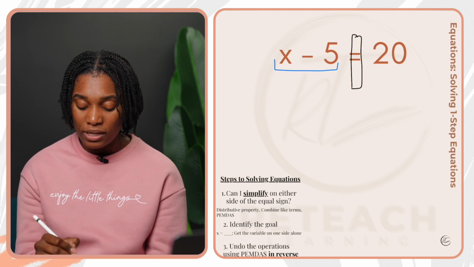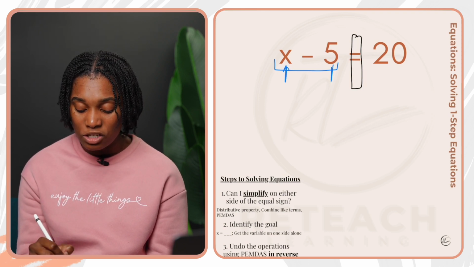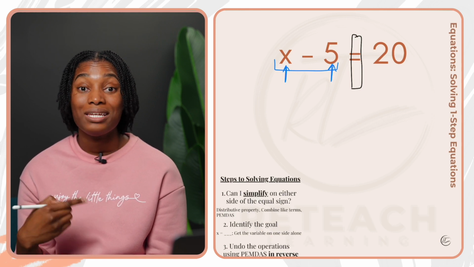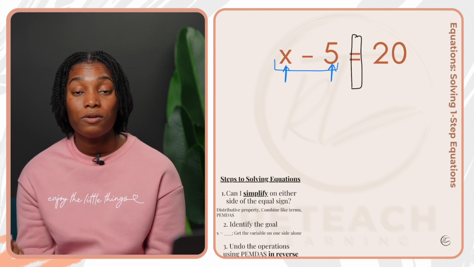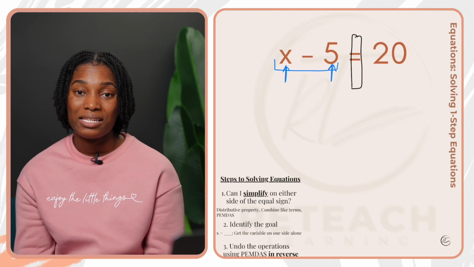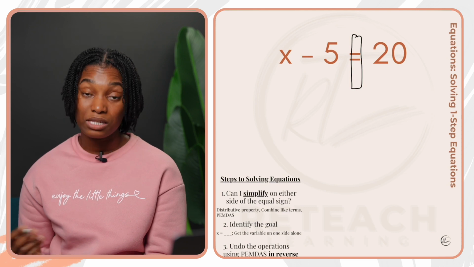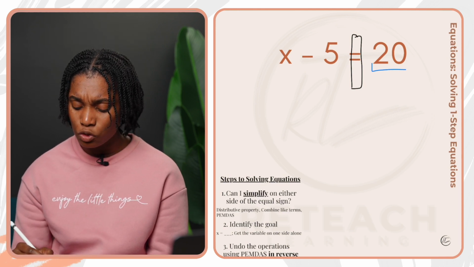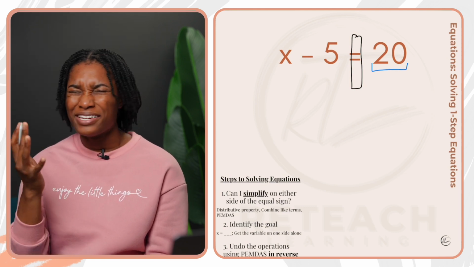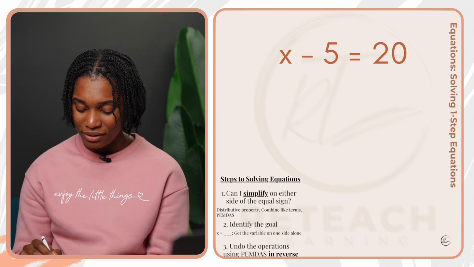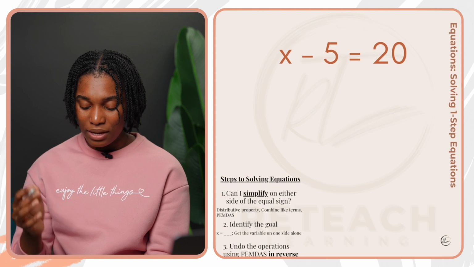Why? Because this is a variable of x, and this is just a constant. The 5 would need to have the same variable for it to even be considered like terms. So that's not the case, and I can't simplify there. And then 20 is just 20, so you're done with that. You don't have to worry about it. So now that I finished my first step, identify my goal.